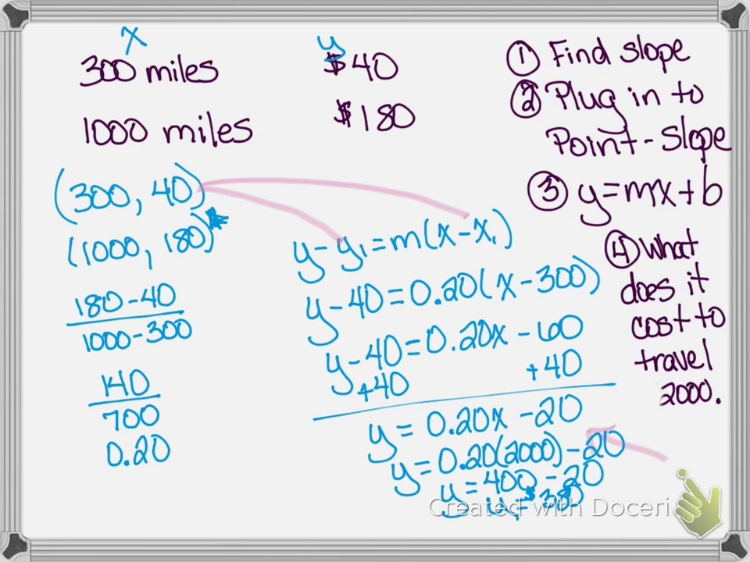Okay, so that's why for it to go 2,000 miles, it's going to cost $380, because you're not going to get the $20 off twice. Okay, yeah, so that's that one.